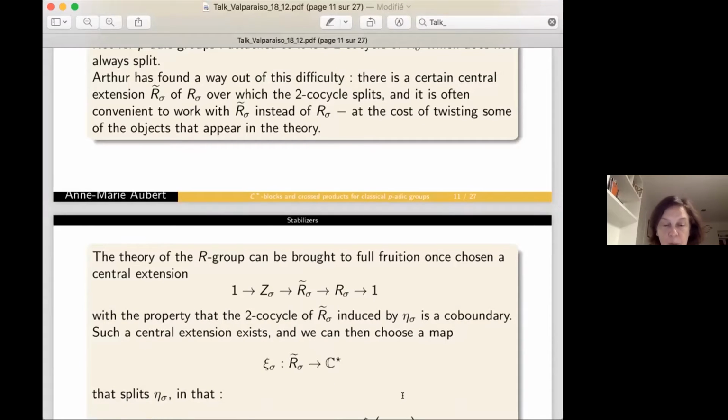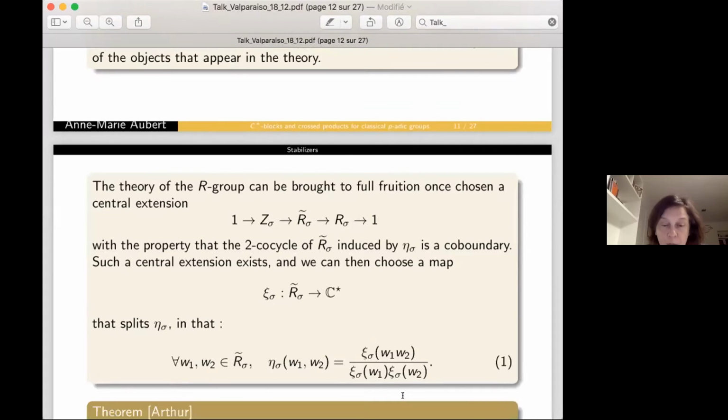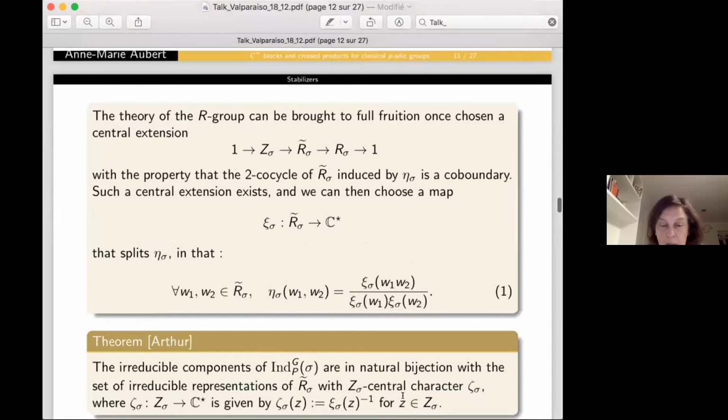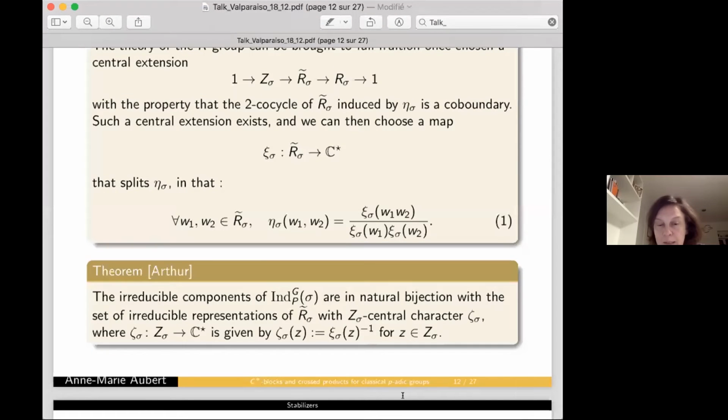So just a few things about this object. We have this central extension, so it means that we have a short exact sequence, where Z is central, and two cocycles on this extension. Actually we have a cocycle eta sigma, and it's also possible to choose a map xi sigma from the extension with values in C, that splits the cocycle in such a way that we have the following formula. So you can express eta sigma by this identity in terms of xi sigma.